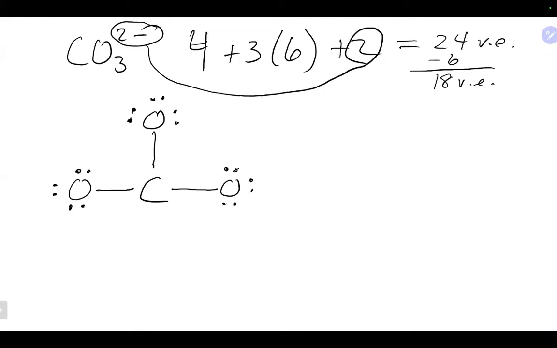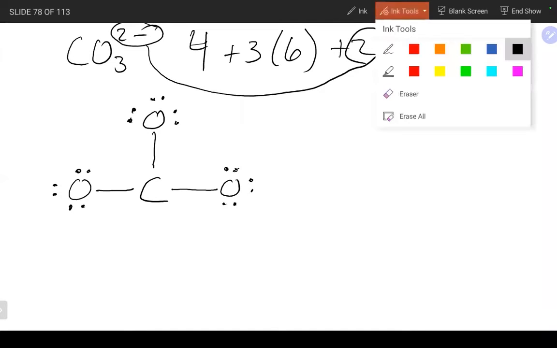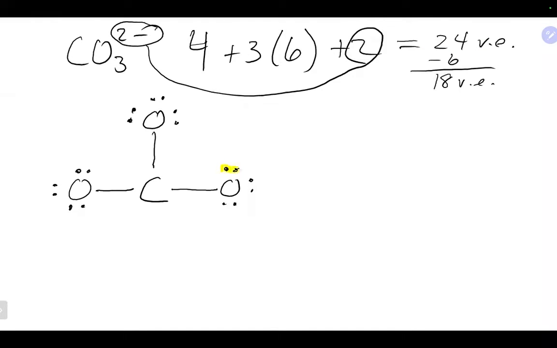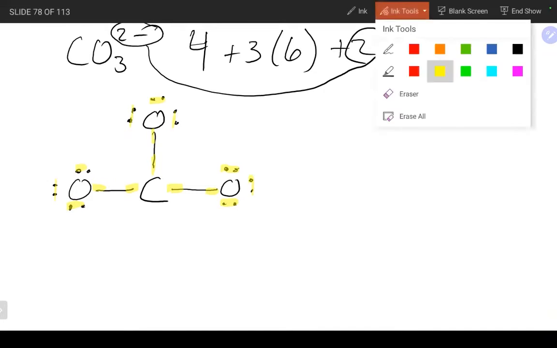Oxygens have how many electrons around them? Oxygens do have 8. 2, 4, 6, and 8. All the oxygens are identical. How many does carbon have? 2, 4, and 6. So this did not meet the octet rule. I need to fix it. So I need to get that guy to 8.